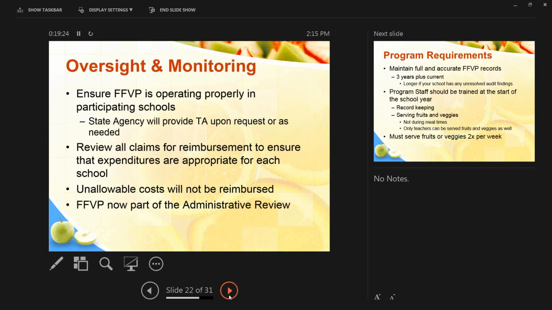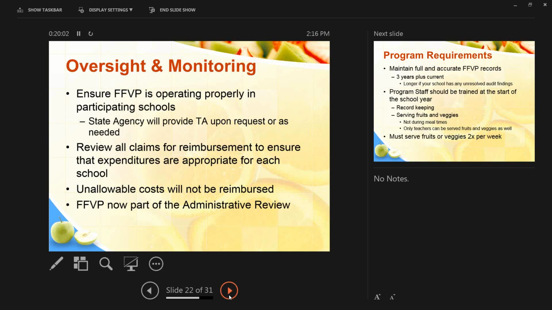So to talk about oversight and monitoring, we want folks to ensure that the Fresh Fruit and Vegetable Program is operating properly at participating schools, and we're available to provide technical assistance upon request or as needed. We also want to really strongly encourage folks to review all claims for reimbursement and ensure that expenditures are appropriate for each school. If unallowable costs are submitted for reimbursement, we won't be able to reimburse those. And if it's funds you've already expended, we don't want to see people in the lurch for purchasing things that aren't allowable and then not being reimbursed for them.